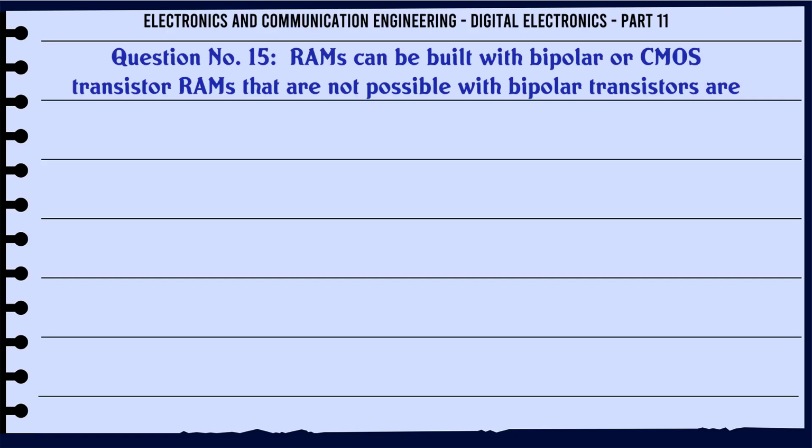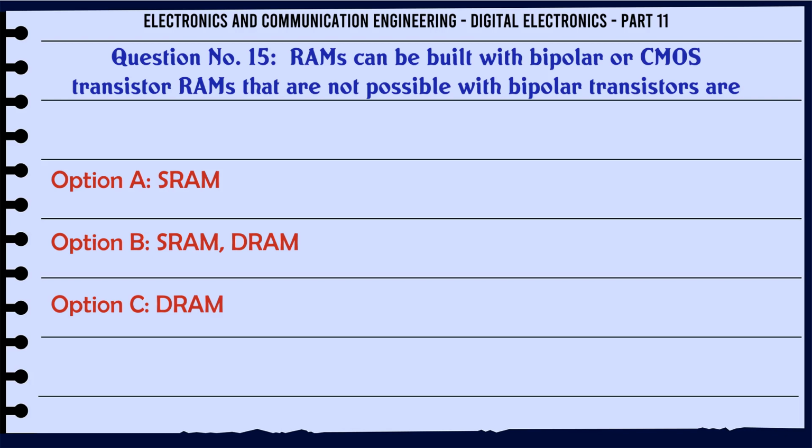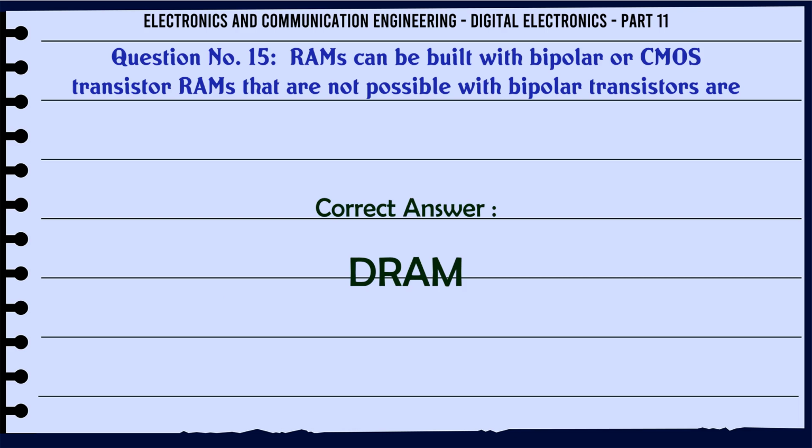RAMs can be built with bipolar or CMOS transistors. RAMs that are not possible with bipolar transistors are: A, SRAM. B, SRAM DRAM. C, DRAM. D, PROM. The correct answer is DRAM.